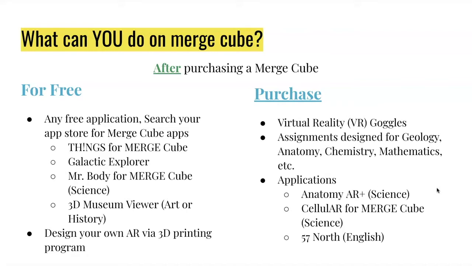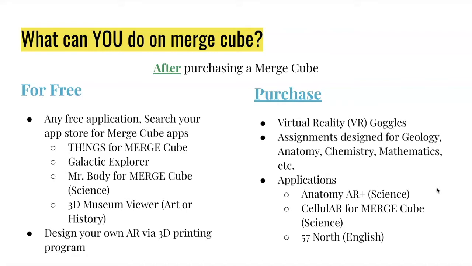And you're also able to design your own AR using a 3D printing program, which is what I'll be talking about later on today. But there also are some purchasing options as well. So if your school is flexible and maybe allowing you to write a grant for it, you can purchase virtual reality goggles. You can use their pre-made assignments that can be designed for classes such as geology, anatomy, chemistry, and mathematics. And then there were also some other specific apps that you could buy for like $2-ish.